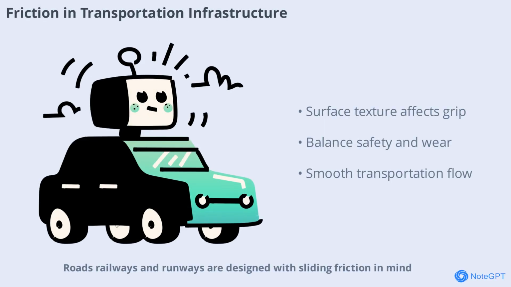Roads, railways, and runways are designed with sliding friction in mind. The texture of pavement affects how vehicles grip the surface, impacting safety and efficiency. Engineers test materials and designs to find the right balance between grip and wear. Properly managed friction keeps transportation systems running smoothly and safely.